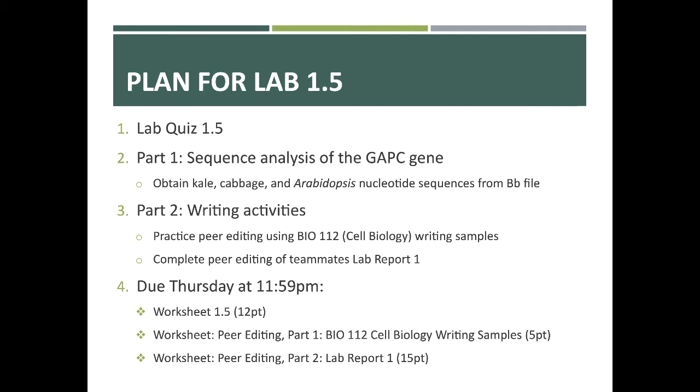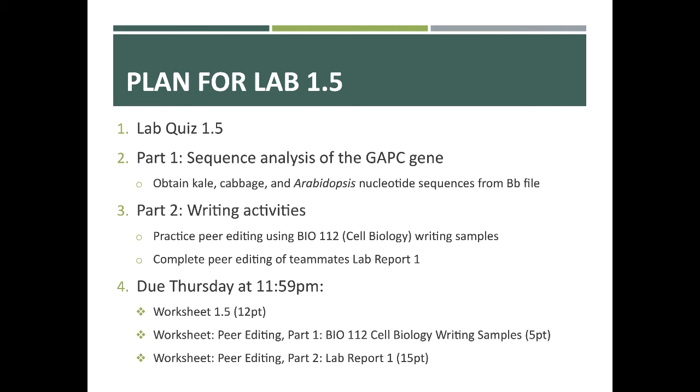This writing activity has 2 separate parts. In the first part, you will peer edit 2 different versions of a Biology 112, that is cell biology's, writing samples. One of these is called the short version and one is called a long version. You will use the rubrics associated with those 2 writing assignments to evaluate and provide a grade for those 2 assignments. And that is worth 5 points.